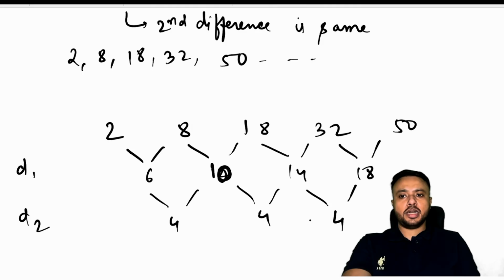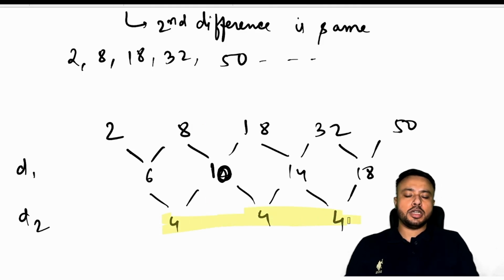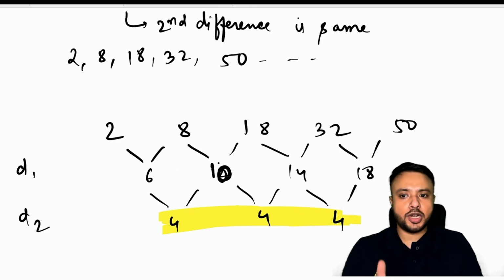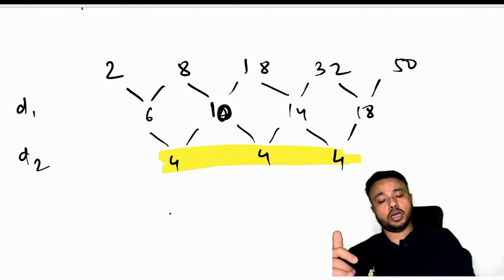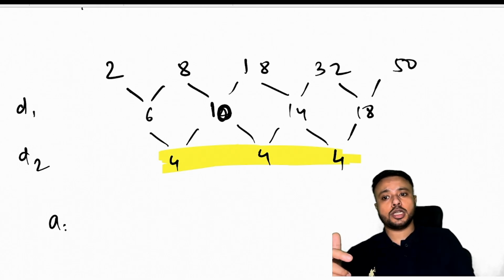So please understand, guys, if the second common difference is the same, only then do we call the sequence a quadratic sequence. Here you can clearly see that the second difference is the same. That means we are talking about quadratic sequences. So now the shortcut to figure out the general rule of quadratic sequences: the general rule is given by the formula a_n equal to a n squared plus b n plus c, but we have to figure out the values of this a, b, and c.